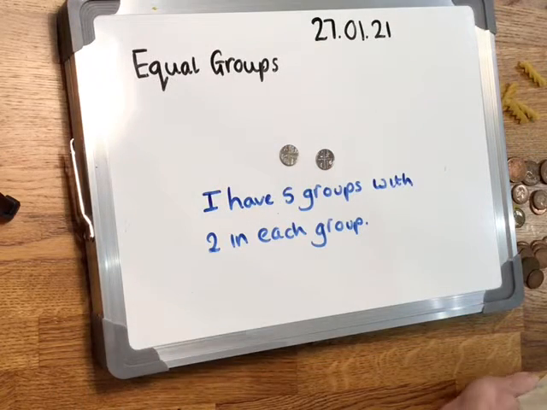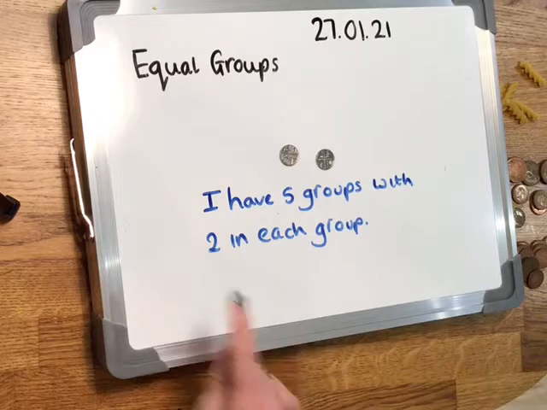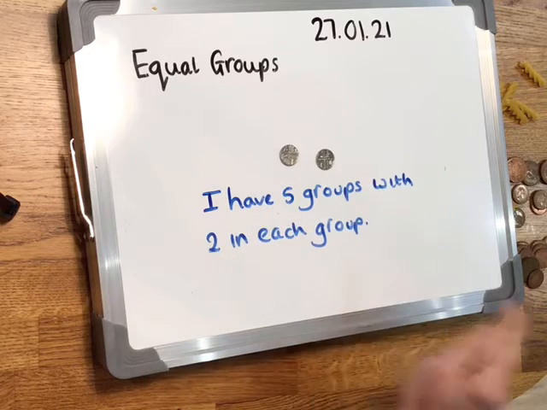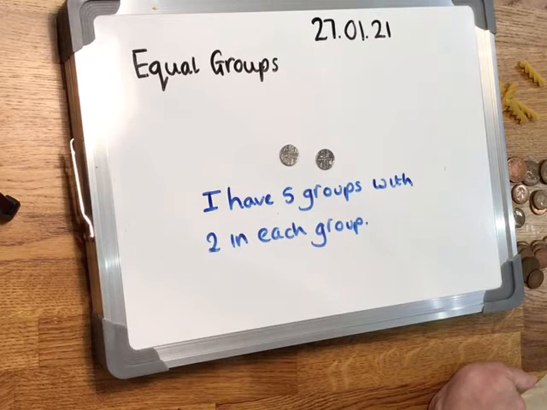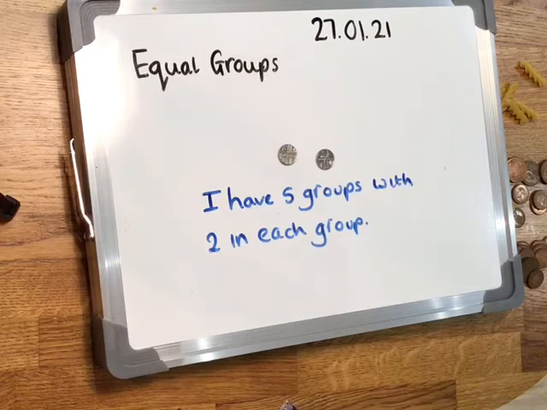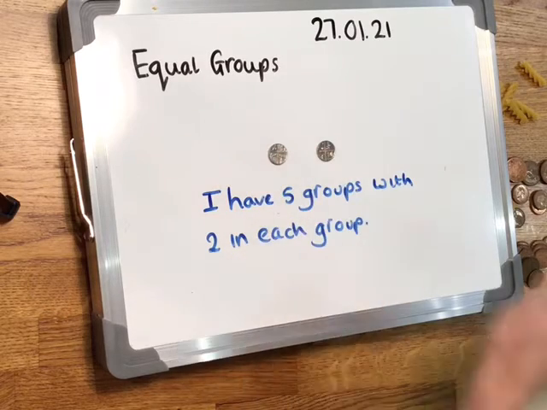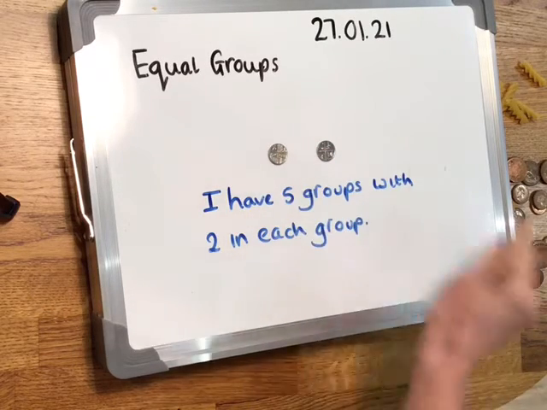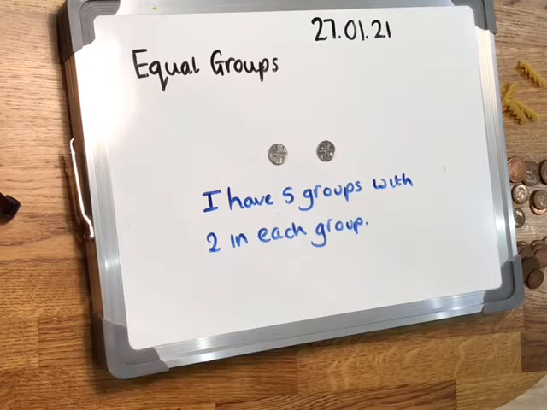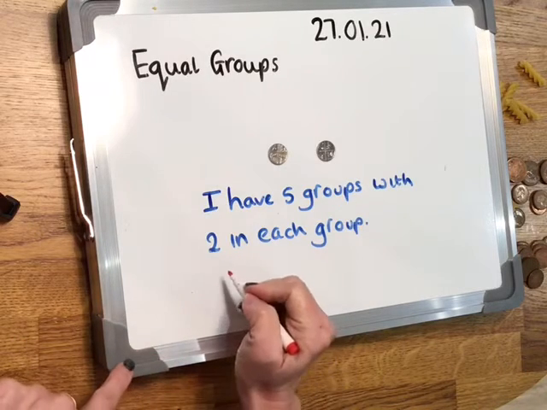Now, children, it's really, really important when we're describing our groups that we describe them correctly. So I've written a statement here and I want to see what you think. I've written, I have 5 groups with 2 in each group. Is that correct? I'm not sure it is. The 5 comes because this is a 5p, but I think I've got that wrong. Yes, I think I definitely got it wrong, children, because I've got 2 5p's. That means I've got 2 groups and there's 5p in each group. So this should say I have 2 groups with 5 in each group.